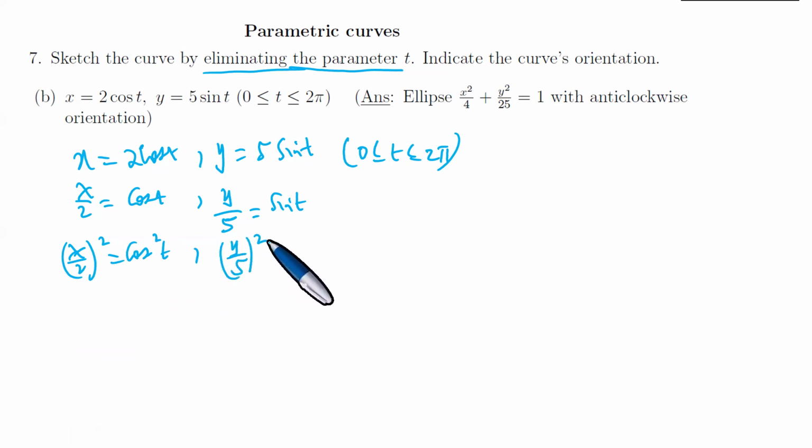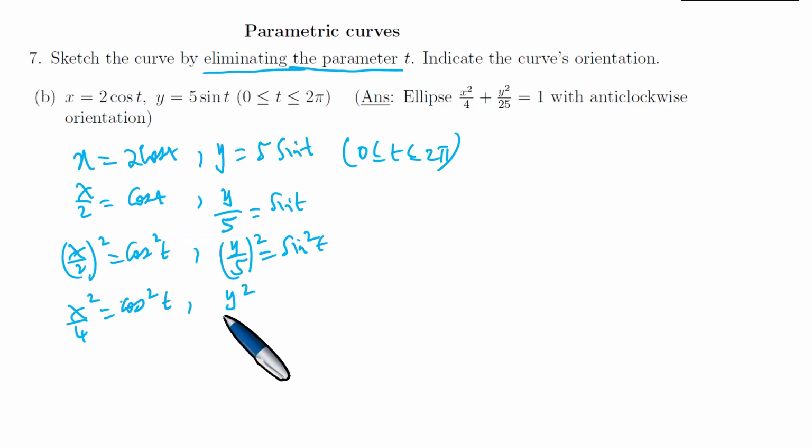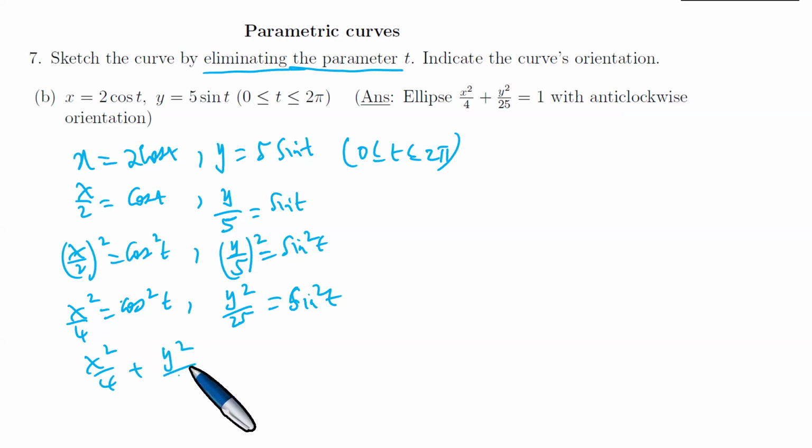Y squared out of 25 becomes sine squared t. So that now, x squared out of 4 is cosine squared t. Then you have y squared out of 25 is sine squared t. Adding x squared out of 4 and y squared out of 25 becomes cosine squared t plus sine squared t. And this is equal to 1.